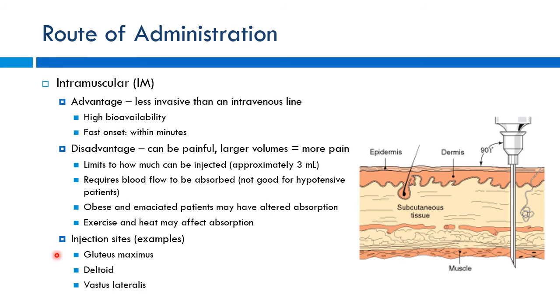Some other injection sites you may have: gluteus maximus used occasionally. Sometimes the lateral aspect of the thigh can be used as well. So again, not done as commonly as IV, especially in the hospital setting, but can be done with some regularity. Especially if you do not have IV access, this is a good way to go.